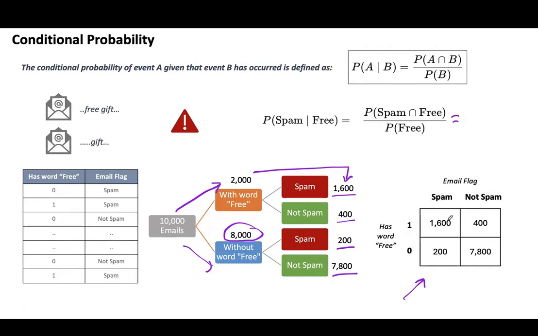And if you look closely, this is the number that is indicating the count of emails where the email is spam as well as it has this flag 1, which indicates that the body has the word free. So we will have 1600 divided by the total emails, which is 10K, in the numerator. And since this is a probability, we'll write the expression like this. As denominator, we would want to look at the probability of an email having the word free.